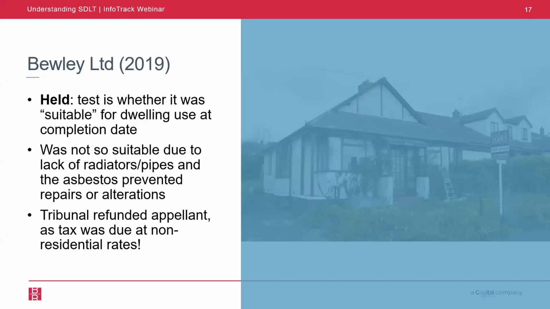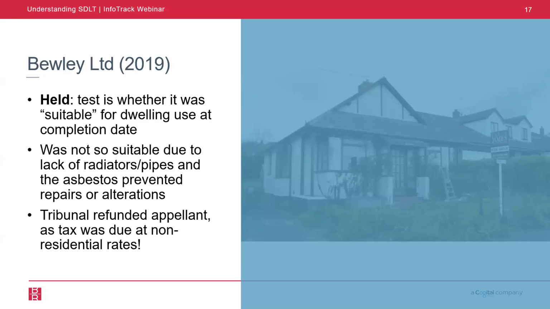But is this fact specific, or does this set a precedent for other cases? Well, I think again, there's a high hurdle. There is with all of these cases, I think. And particularly here, if the property was used as a residential property, is intended to be used as a residential property, has planning permission exclusively to be a residential property, well, it probably retains its residential status unless a significant amount of work is required to make it demonstrably habitable. And in this case, the lack of radiators, pipes, and the asbestos being present in the property all prevented those kind of structural repairs. And therefore the tribunal held that it wasn't suitable for use.